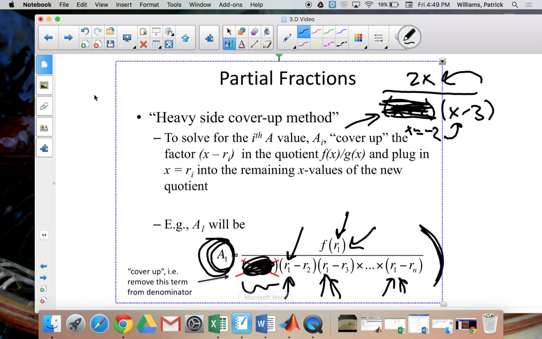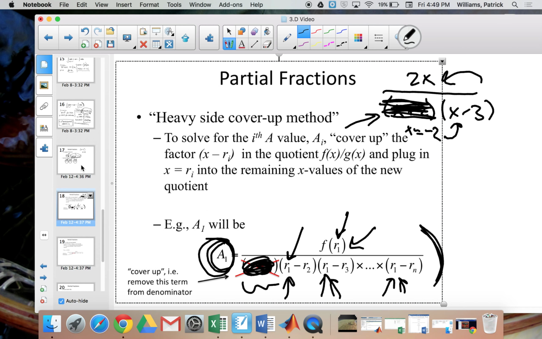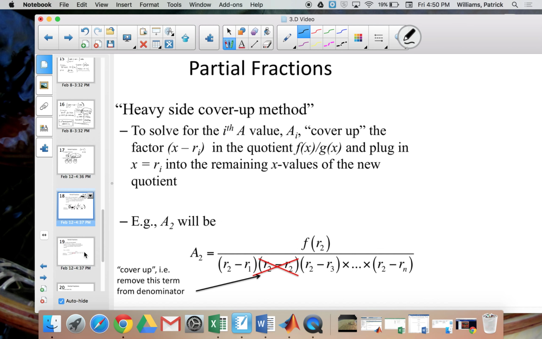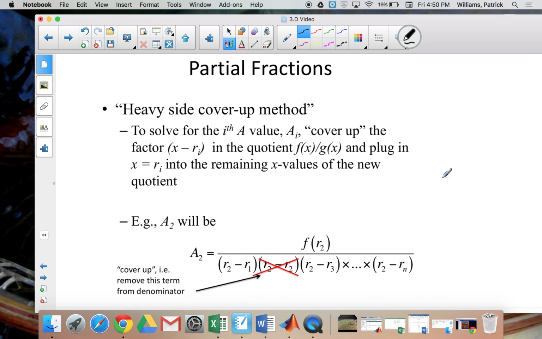So to look back on a slide, remember what those constants are, these guys right here, okay? They're the constants that go above those partial fractions, right? So again, now if we want to solve for the second constant, we cover up the second term and we plug in the root that makes that second term 0. Notice now in place of x everywhere, we have R2 instead of R1 before.